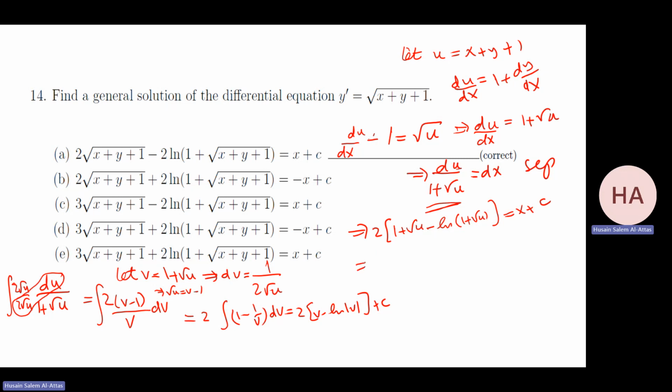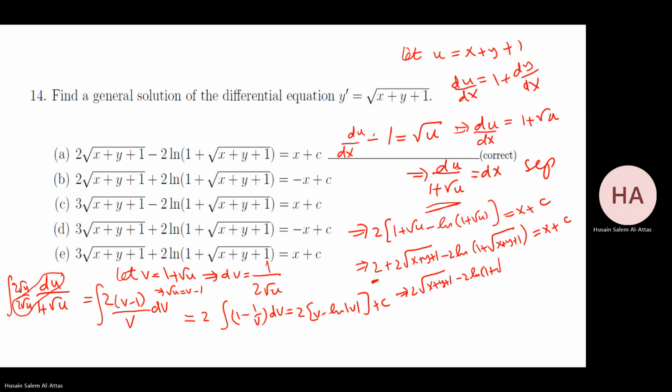Now that means I have 2 plus 2 root (x plus y plus 1) minus 2 ln (1 plus square root of (x plus y plus 1)) equals x plus c. These two, I can take to the other side, so I have c minus 2, and we call it c. So I'm getting 2 square root of this minus 2 ln of this equals x plus c minus 2, and I call it c. So this is my answer.